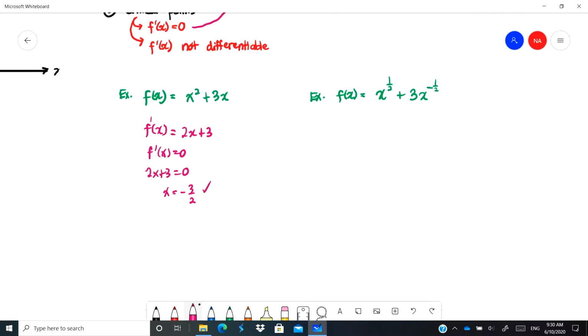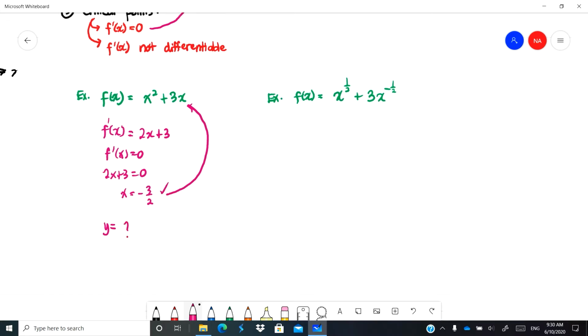To find the point, to get the y, we have to substitute into the initial function, not into this one. Then you can find the value of y, so you get the point, because the point should be in coordinate form.